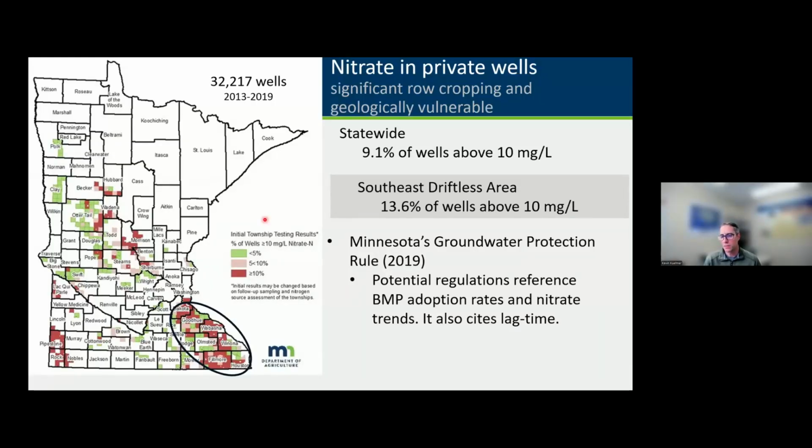In the rule, it does reference BMP adoption rates and nitrate trends as triggers for whether there might be a potential regulation, or taking out a regulation, depending on those two metrics. And the rule does cite this idea of lag time, knowing that there is a delay between when practices are put on the land and when that might show up in the groundwater. In addition, Minnesota has what's called the Clean Water Fund, which was passed in 2009, and that provides a lot of financial and technical support to help farmers and landowners adopt some of these practices that reduce nitrate.